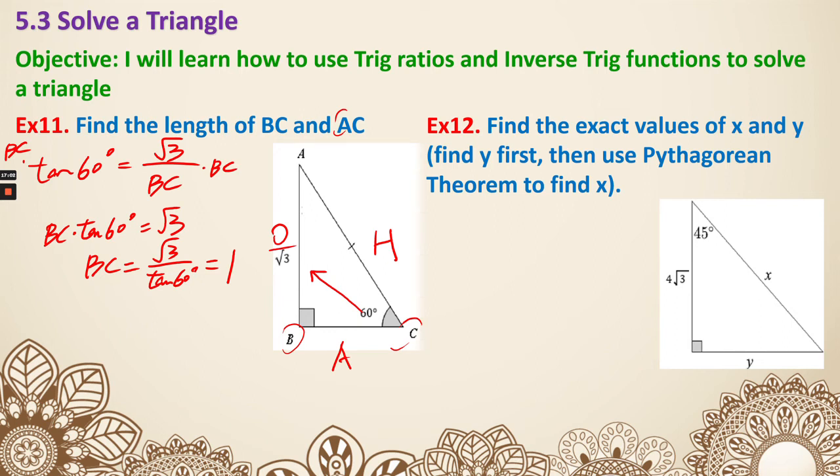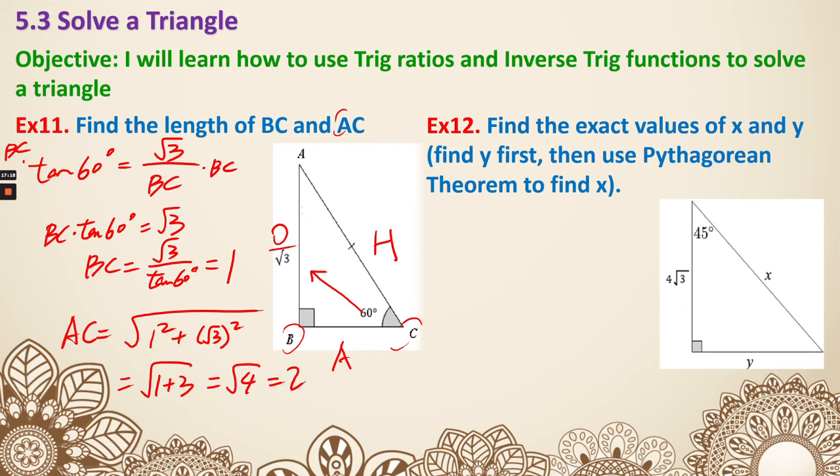So when I try to find my AC, I can either use opposite and hypotenuse using the sine, or I can just do the Pythagorean theorem. 1 squared plus square root of 3 squared. That's basically square root of 1 plus 3, so square root of 4, which is 2. So my hypotenuse is 2, my adjacent is 1. This is actually one of the special right triangles we will talk about in the next lesson. 60 degrees is going to give us a 1, a square root of 3, and a 2. That kind of relationship. We will learn more in the next lesson.